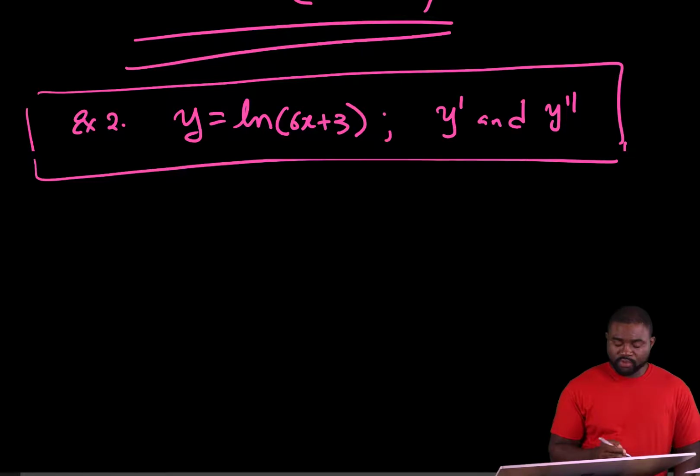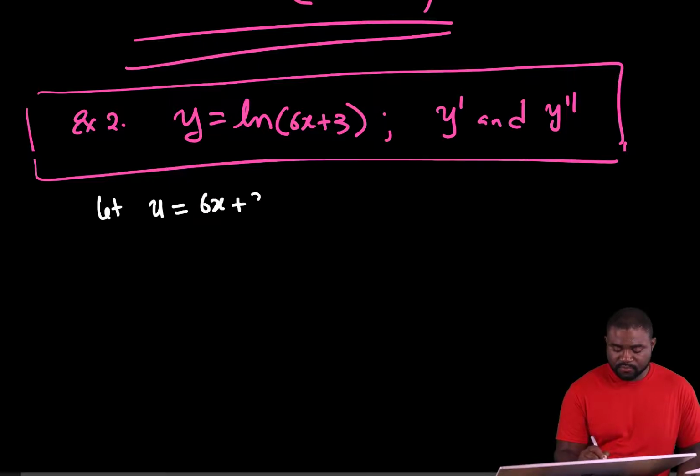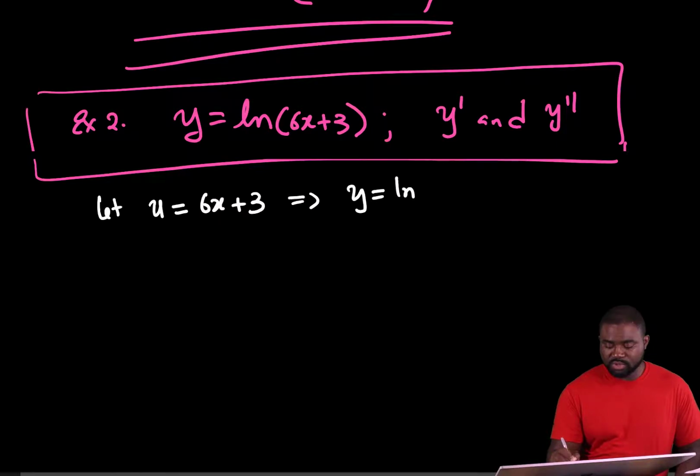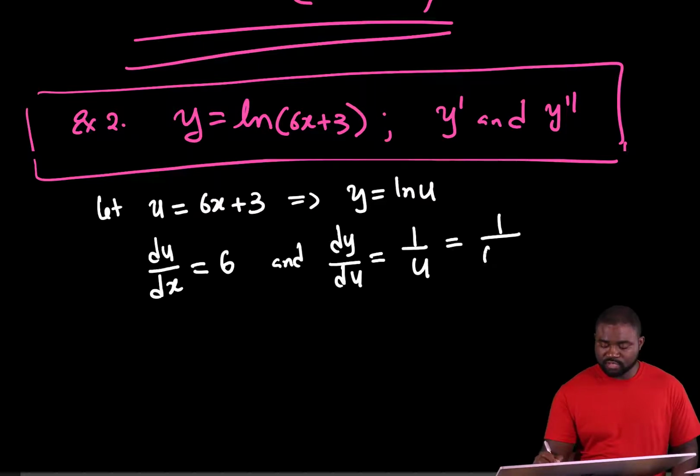So we could say that let u be equal to 6x plus 3. This would mean that y is equal to the natural log of u. Hence, du/dx is equal to 6, and dy/du is equal to 1 over u, which essentially is 1 over 6x plus 3.